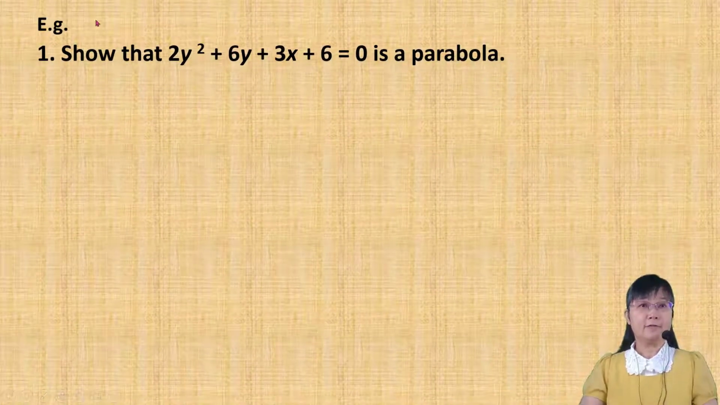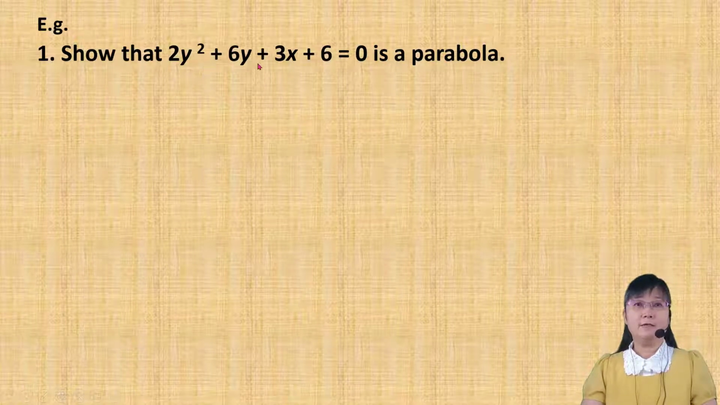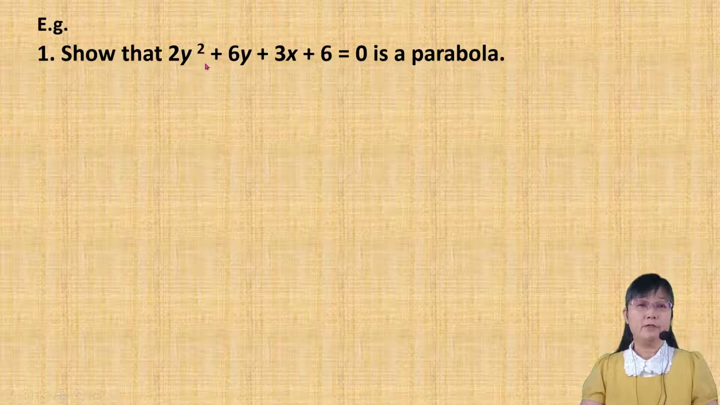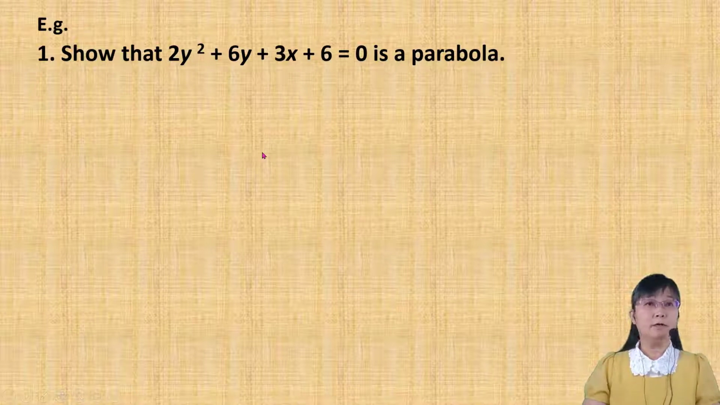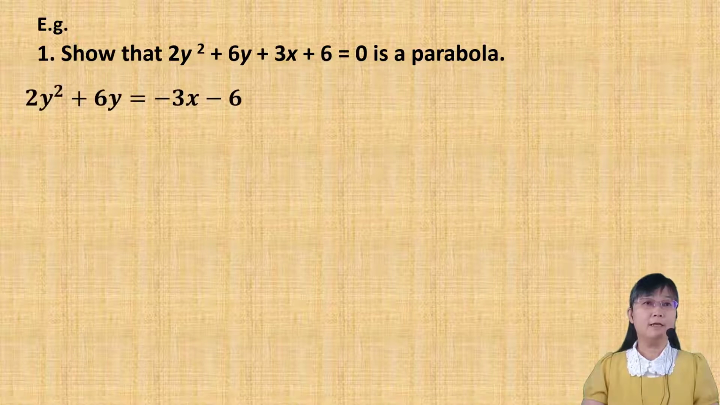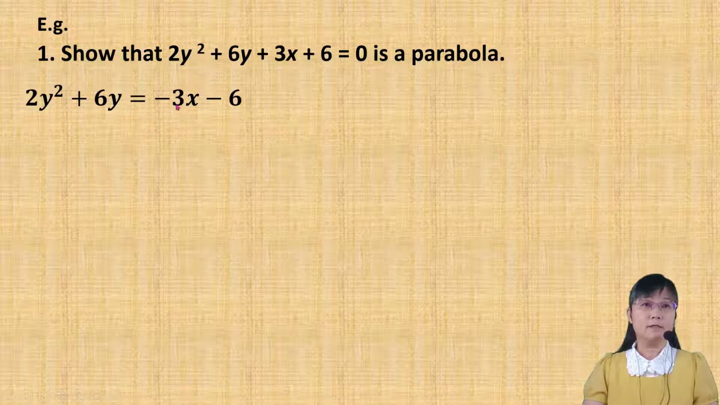Now let's look at this question. Show that this equation is a parabola. When we look at the equation, only y has a power of 2 and x is linear. So in this case, we know that this is a parabola. First step, I'm going to group all the y terms on the left hand side to carry out completing the square, and the x and constant I shift to the right hand side.